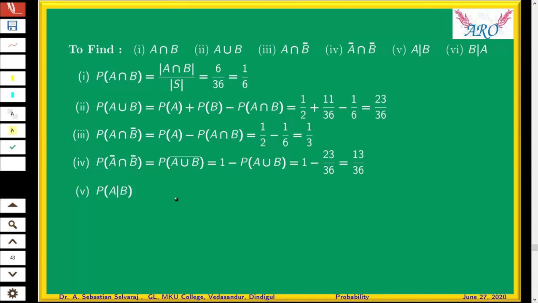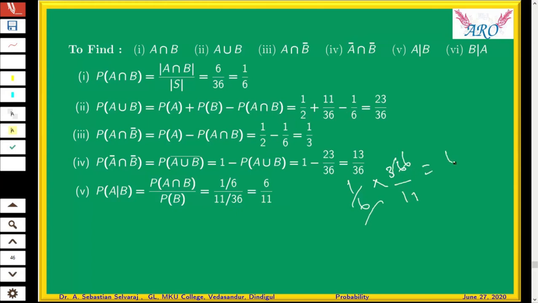Next one, probability of A given B. By the definition of conditional probability, probability of A given B can be written as probability of A intersection B divided by probability of B. Probability of A intersection B is equal to 1 by 6. Probability of B is equal to 11 by 36. Solving this equation, we get 6 by 11. This is the answer. For clarification, 6 by 11 into 36 by 11, the 6 gets cancelled, therefore the answer is 6 by 11.